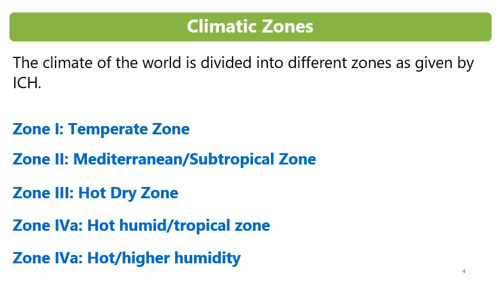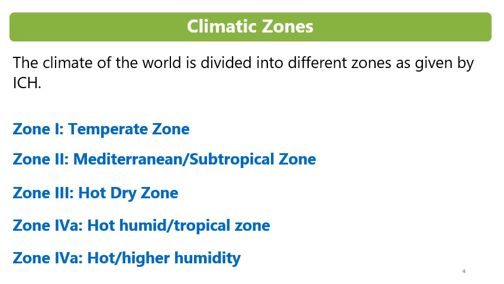The climate of the world is divided into different zones as given by the ICH. So ICH has given 4 zones. Out of these 4 zones, zone number 4 is subdivided into 2 zones. So total zones become 5. And whenever it is asked in interviews how many climatic zones there are, you can answer that there are 4 zones, and zone 4 is subdivided into 2 parts. That's why we can consider 5 zones.